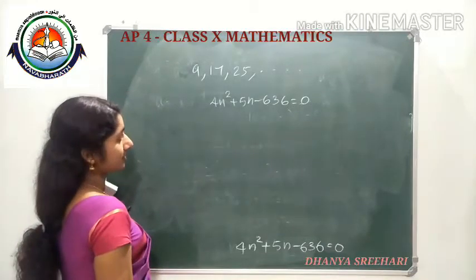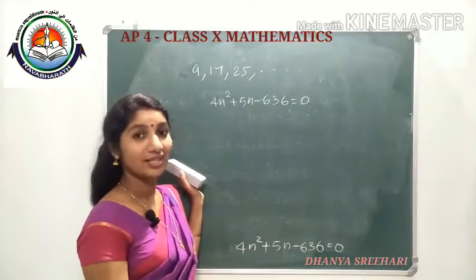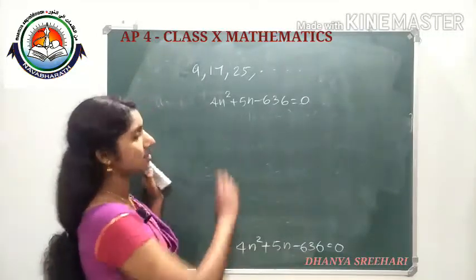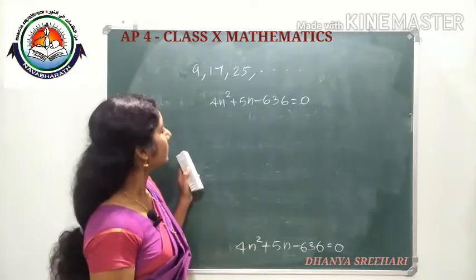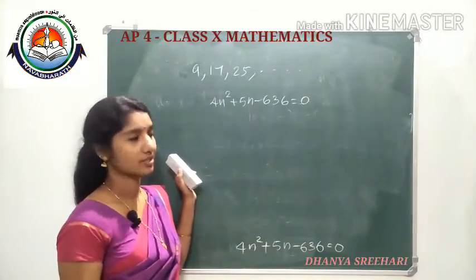I am applying splitting the middle term. Just try splitting the middle term first if possible, that is easy. Otherwise apply the formula. Applying the formula means a big number is coming, b square minus 4ac, and all that we need to find. So it is better to apply splitting the middle term. If not possible, then you think about the formula.